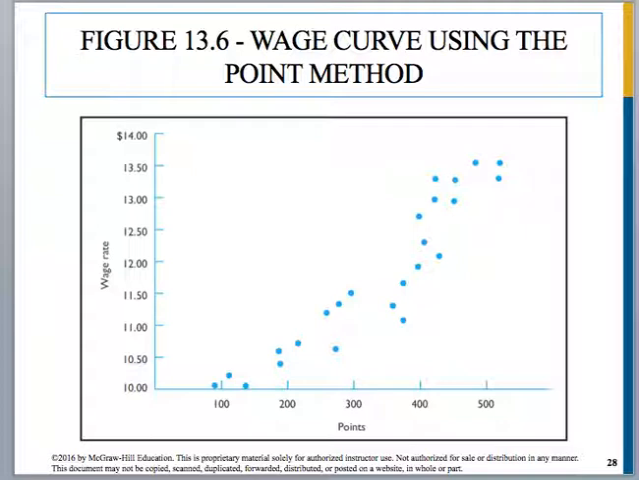I won't even highlight those because you can rattle off a list in your own head. So figure 13.6 shows you the wage curve using the point method. And so the point method are the dots, right? And you see right there where it's showing the wage rate on the side. That's from $10 to $14 an hour. And then the points that go from less than 100 to beyond 500, which is 600. So 0 to 600.